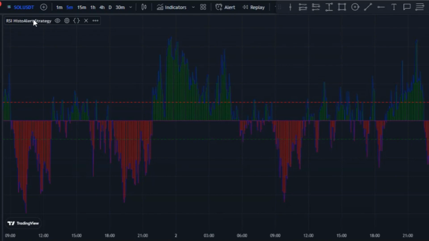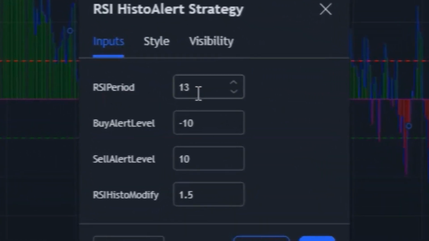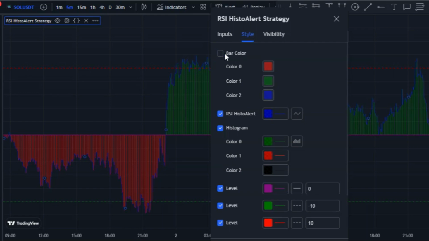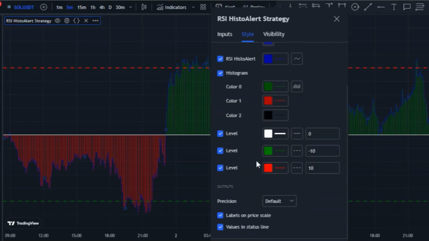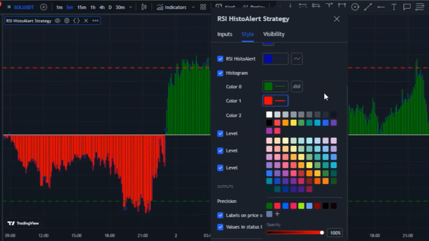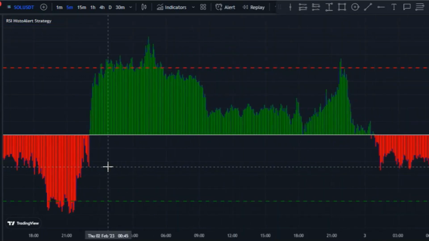Now you need to apply special settings on the RSI historical indicator. So in the settings section and in the Inputs tab, change the RSI period to 144 and disable the bar color in the style section. Then change color 0 to green and make it a little thicker. And after that, change color 1 to red and also make it a little thicker. And finally, change color 2 to white.